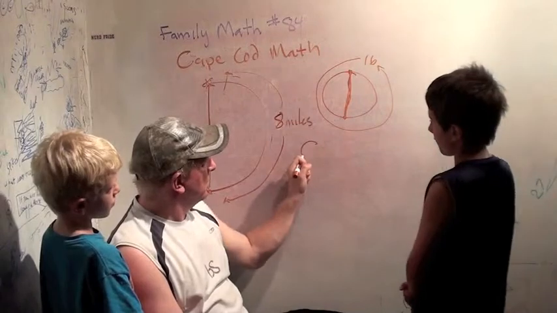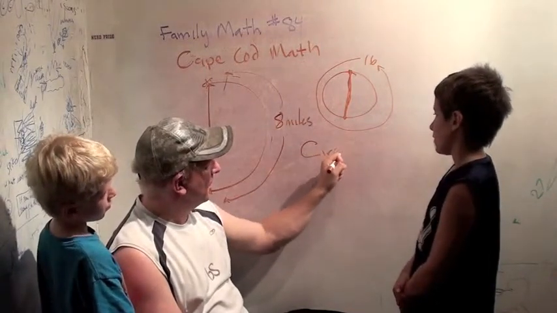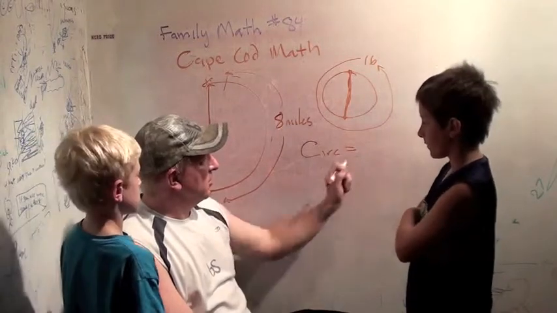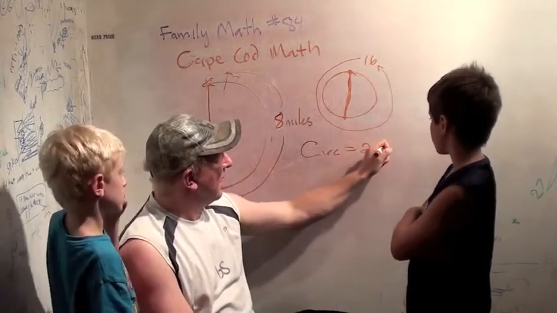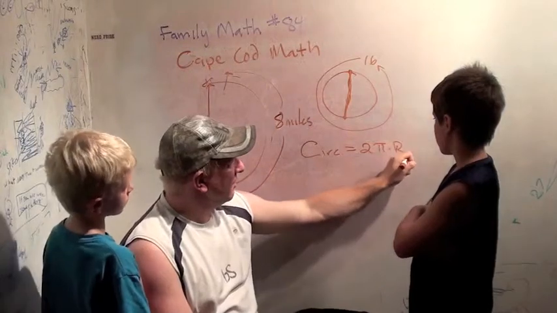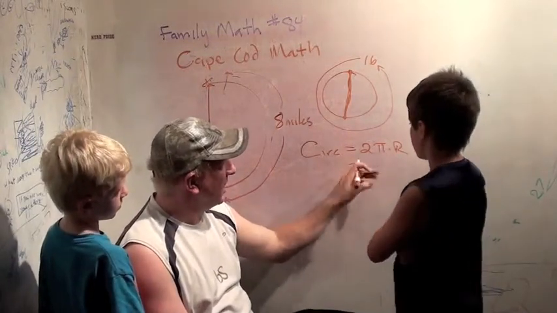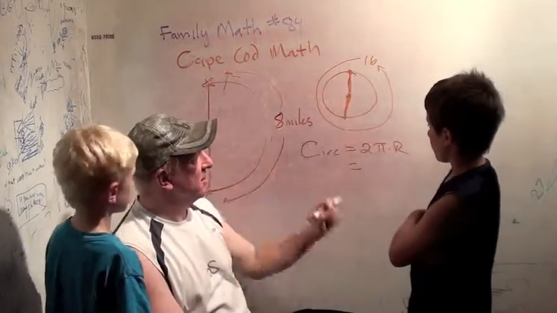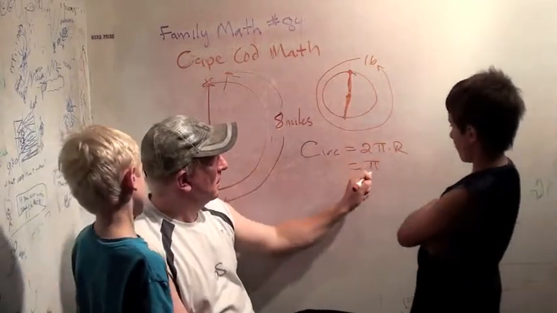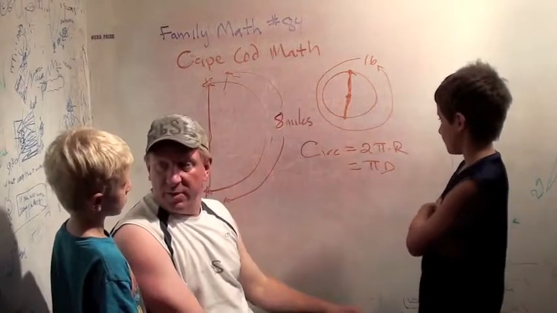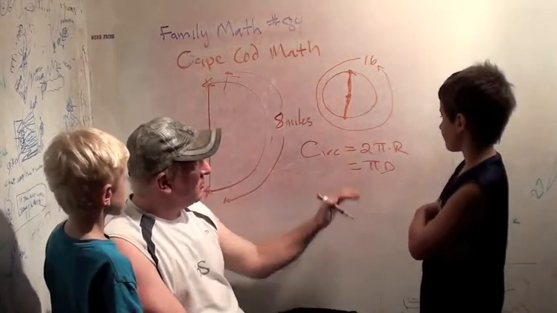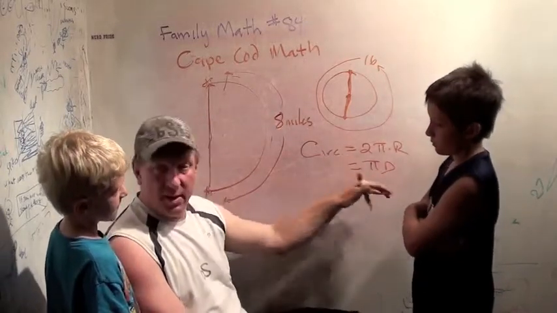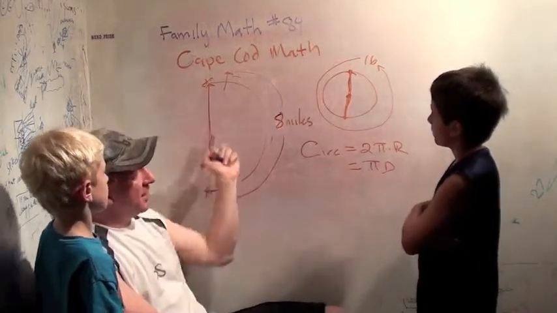The formula for a circumference, I'll call it circ, is 2 pi r. 2 pi times the radius of the circle, where the radius is halfway across. Or pi times the diameter. Cool, that's a formula. 2 pi times the radius is the circumference, or that's the same thing as pi times the diameter. And we're trying to figure out the diameter.